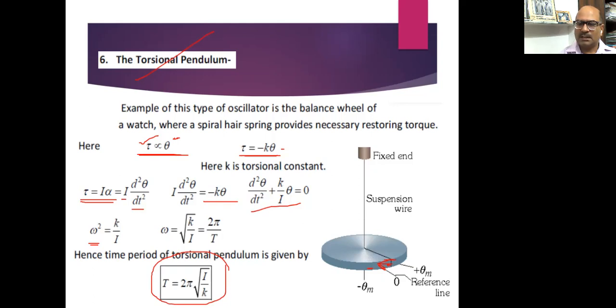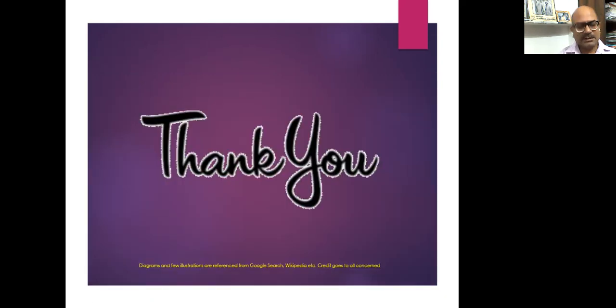I hope you understand this. It's very simple, but definitely a few concepts of the rotational part are there. Tau equals I alpha, the value of I, the value of torque, and angular acceleration need to be understood. So in this way, you can easily find out the things. I hope you understand all these things.